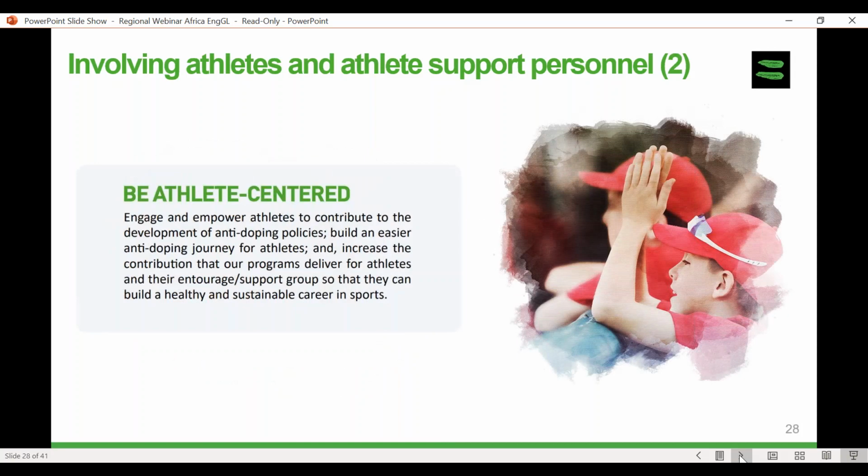So it's important that research that is conducted is athlete-centered. So we should engage and empower our athletes to contribute to anti-doping policies. Also try to build an easier anti-doping journey for our athletes and increase the contribution that our programs deliver for athletes and support groups so that they can build a healthy and sustainable career in sports. Next slide, please.